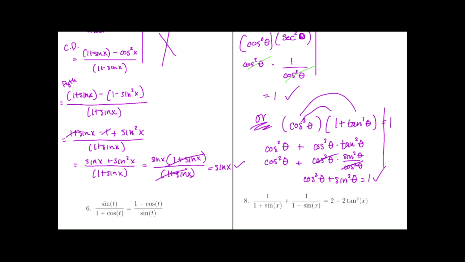So I guess in either version you have to use the Pythagorean identity, but in this second option you don't use it till the very end, and it's in its standard form.